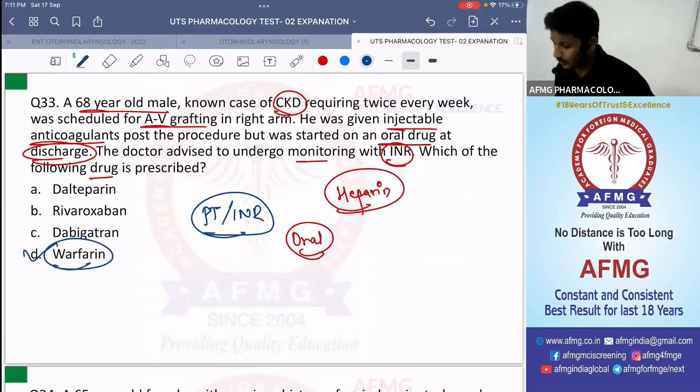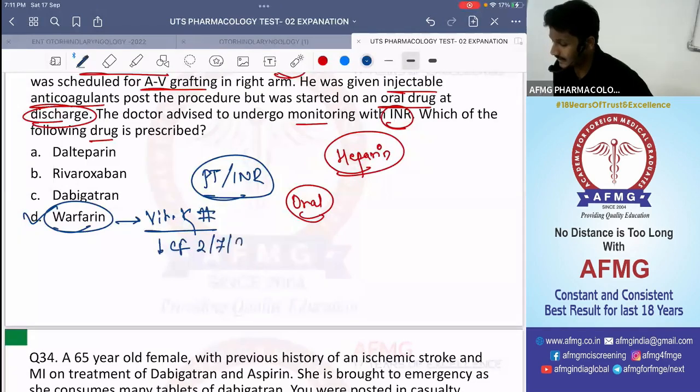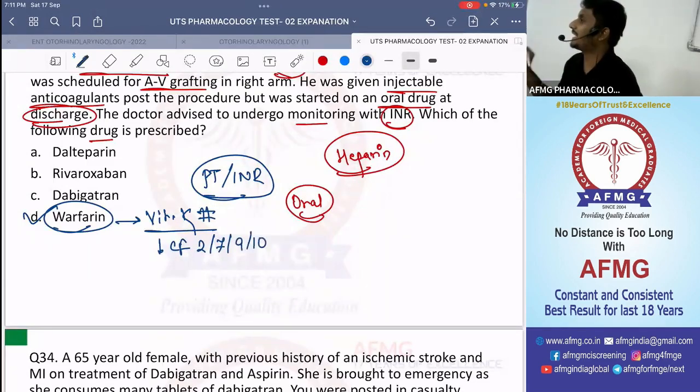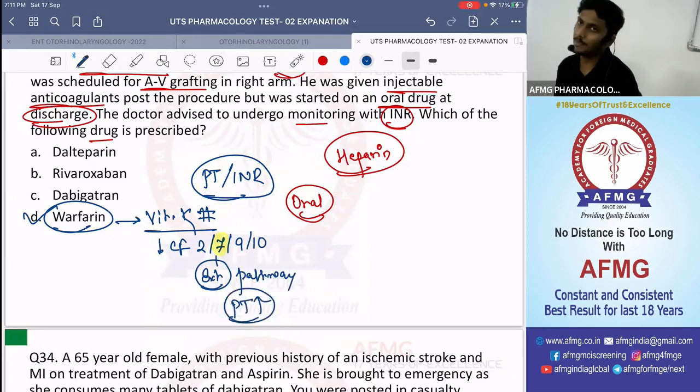Okay? Why? Because warfarin is a vitamin K antagonist. As it is a vitamin K antagonist, it will lead to a decrease in the levels of clotting factors. Which ones? 2, 7, 9, and 10. Because vitamin K causes activation of these clotting factors 2, 7, 9, and 10. So their level will decrease. And the main one which is affected is clotting factor 7, which is a part of which pathway? Extrinsic pathway of coagulation. And whenever the extrinsic pathway is affected, which time is prolonged? The PT or the INR is prolonged in the patient.